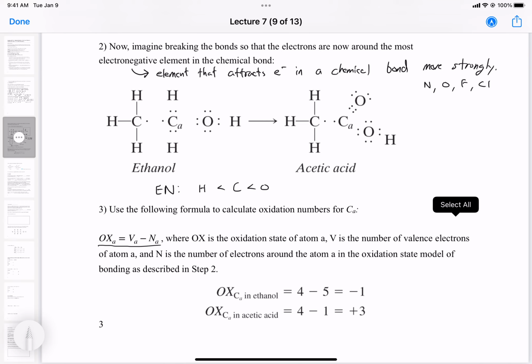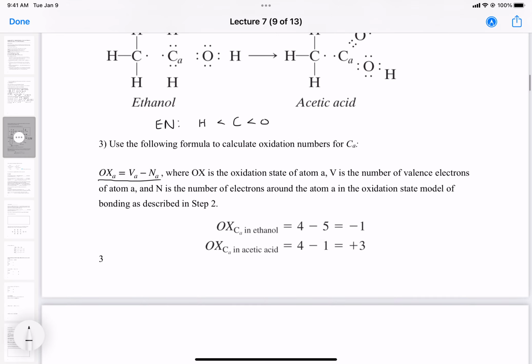And then we can actually take an average oxidation state. So we could do the average oxidation state of carbon, and we could say it's going to be -1 plus 3 over 2, which gives us an oxidation state of +1. So the average oxidation state is +1. So we can calculate the average oxidation state of carbon, but we can't assign it the same oxidation state. That will not be appropriate.